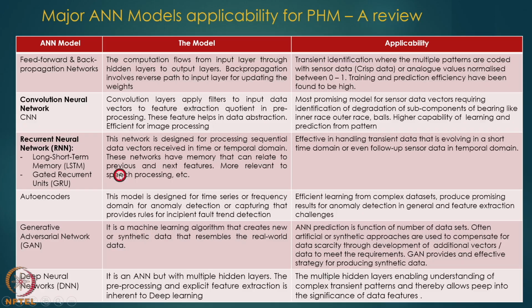And what is the problem definition? If we have a vibration signature coming in the time domain, and we want a solution, often it is required that we compare the previous signature with the current signature, because a decision has to be taken by the ANN. Recurrent networks provide that opportunity: they retrieve something from memory and provide it for comparison. They are very effective in handling time series data, to be very precise, effectively handling transient data that is evolving in a short time domain, or even following up sensor data in the temporal domain.